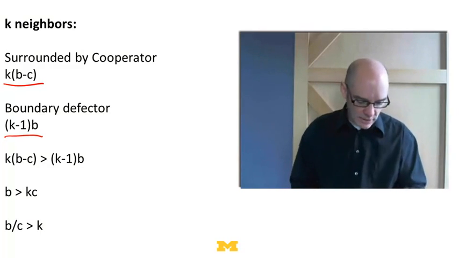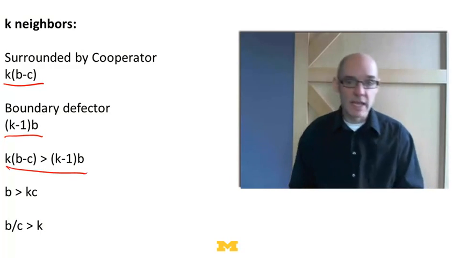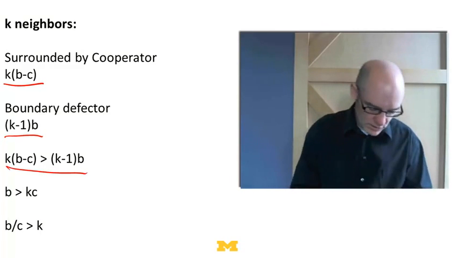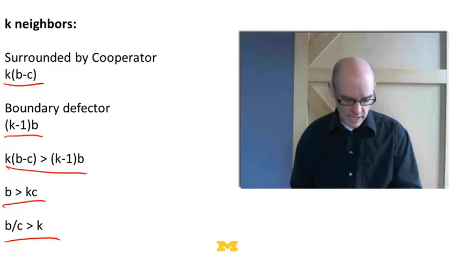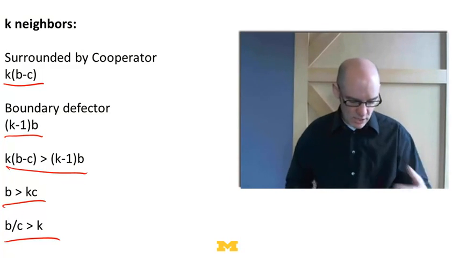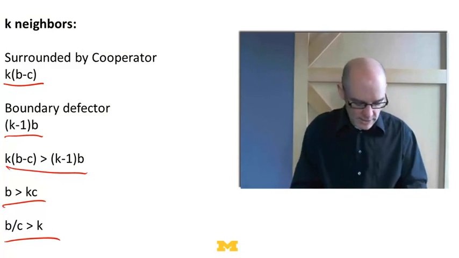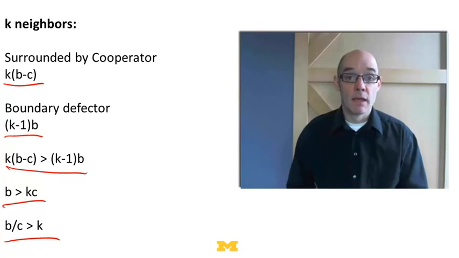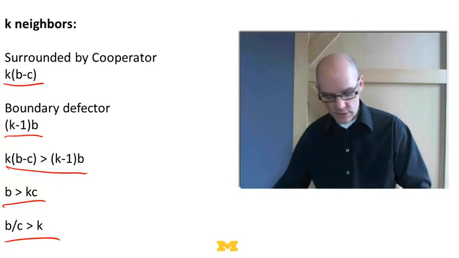Now, let's look at when this is going to be true. When is k times (b minus c) going to be bigger than (k minus 1) times b? Well, if we just do the math, we get that b over c has got to be bigger than k. And so this is the inequality we get, that k's got to be less than b over c. So again, very simple mathematics explains what's going to be necessary for cooperation.